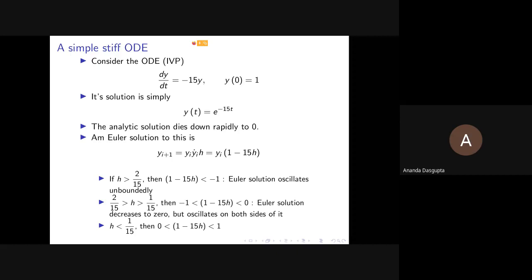We will just use a smaller value. Now that, remember, is simply because you have used a 15y here. Suppose this had been 15,000y. Then for the same thing to work, h would have to be less than 1 by 15,000, a very, very small value of h.